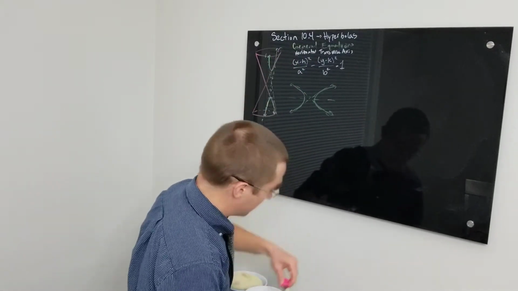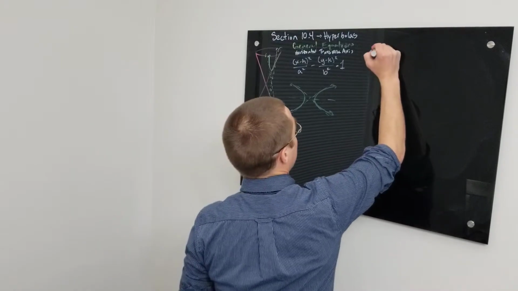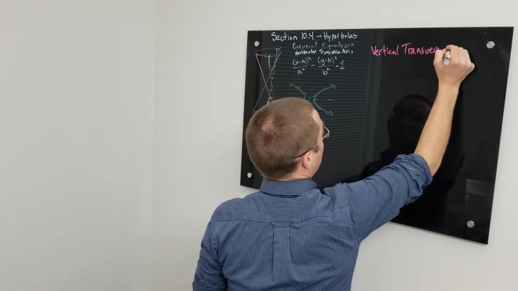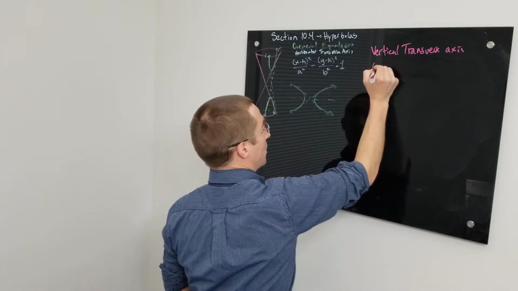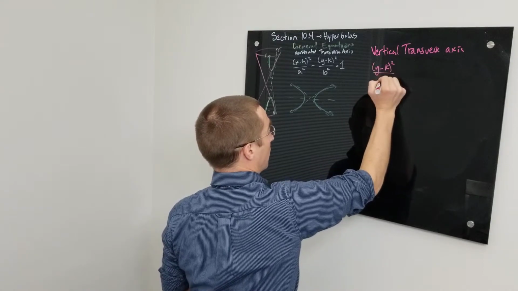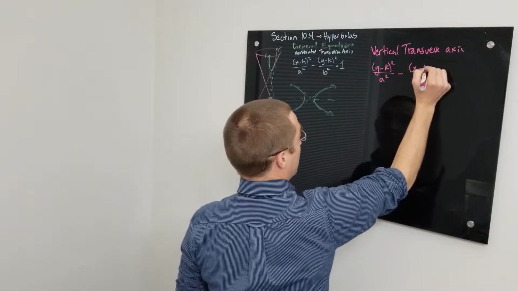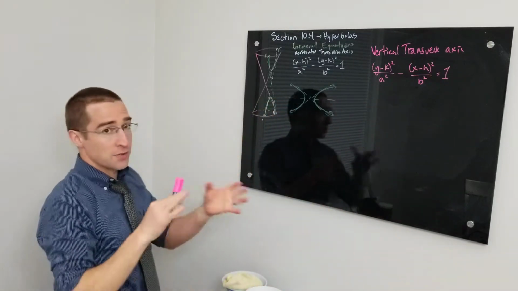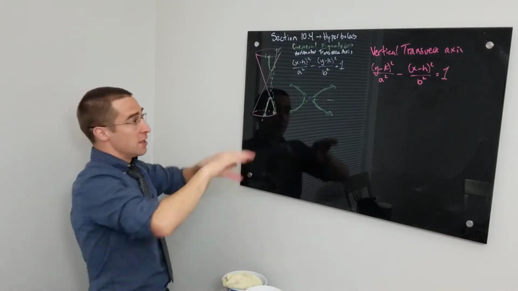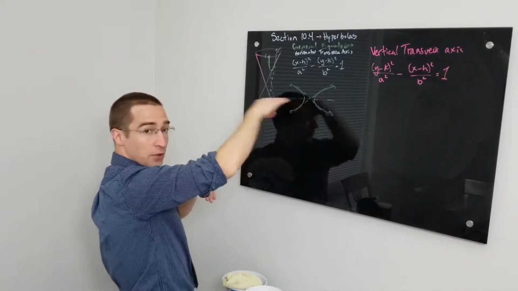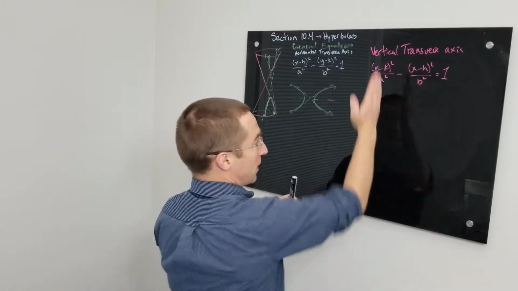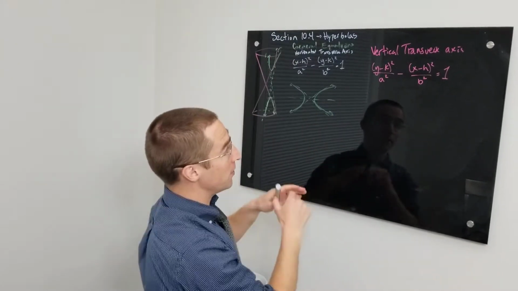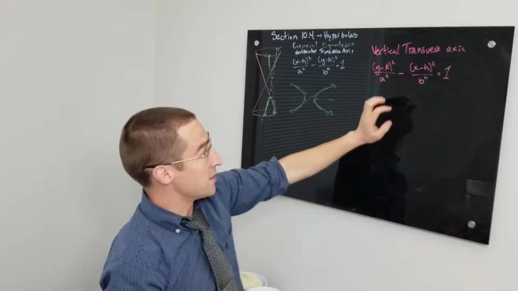Now for a vertical transverse axis, the equation is going to be y minus k squared over a squared minus x minus h squared over b squared equals 1. So notice when I switch from horizontal transverse axis, one that's opening this way, that's got a horizontal line going through the middle, to one that would be opening this way, that's got a vertical line going straight up and down through the middle, the y part is positive and we're subtracting the x part.